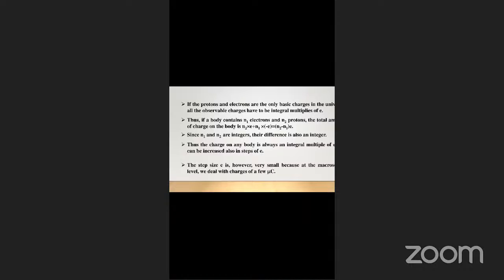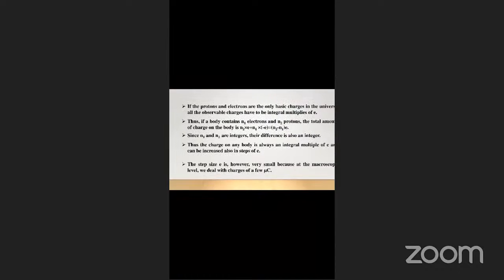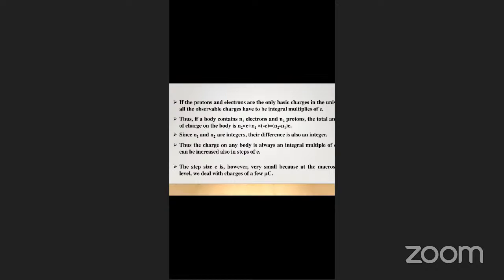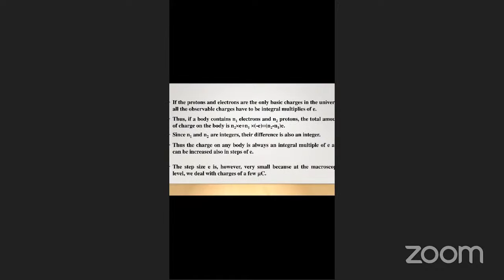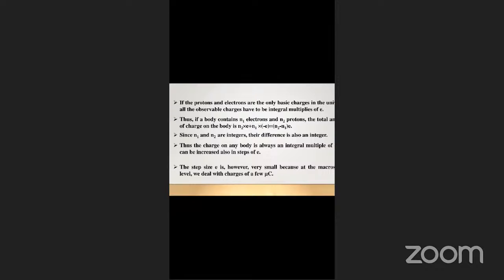so next point, if protons and electrons are the only basic charges in the universe. If protons and electrons, protons meaning positive terminals and electrons meaning negative terminals, are the only basic charges in the universe, all the observable charges have to be integral multiples of e. So the charge is quantized.